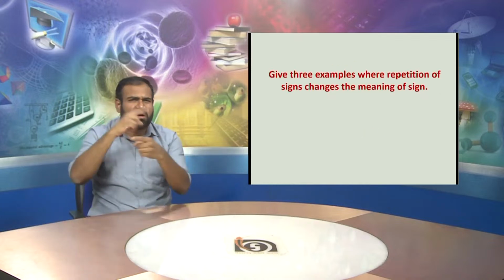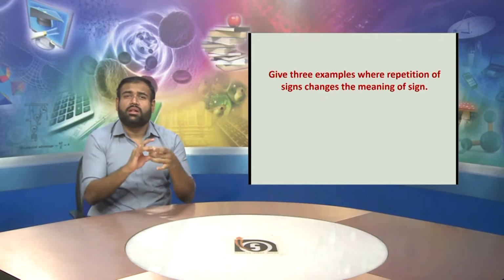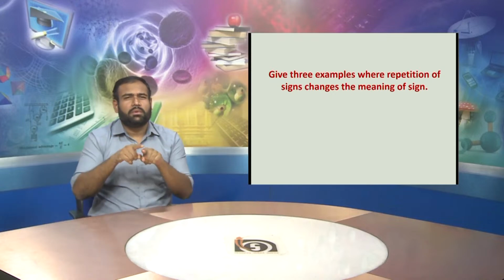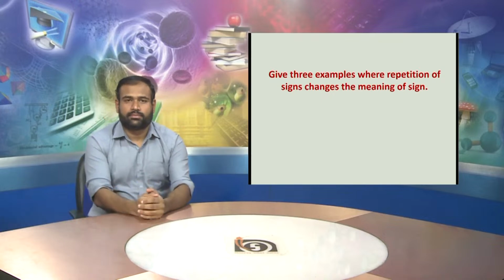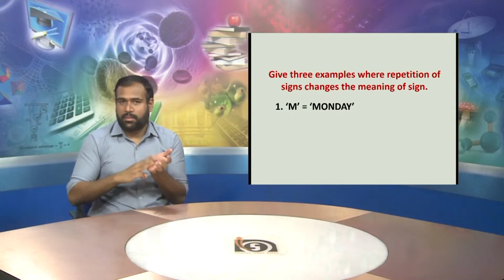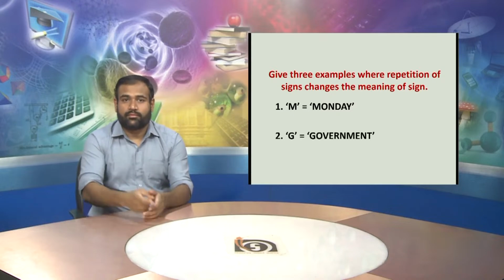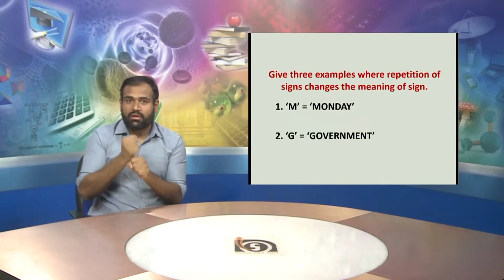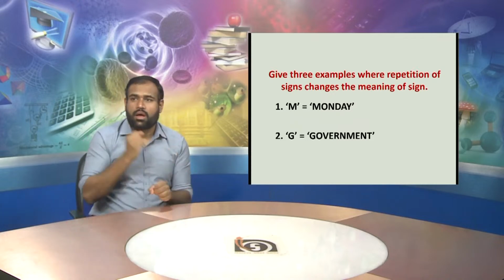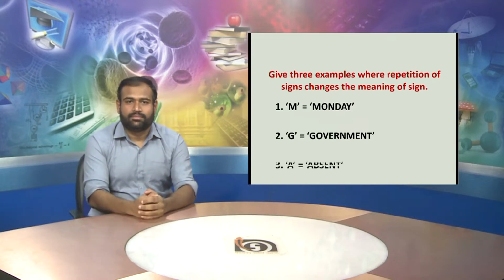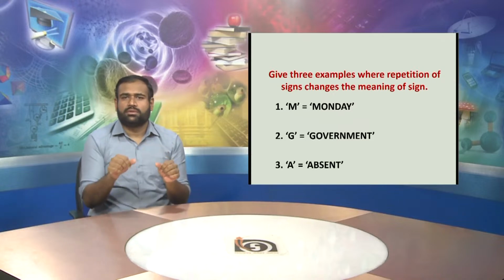Now, this is another type of question. You have to give 3 examples where repetition of a sign changes the meaning of the sign. I will also show you the answer. This is Monday. For Monday we do not use only M, but we do M 2 times. This is the sign of government. For government we do G 2 times. This is absent.